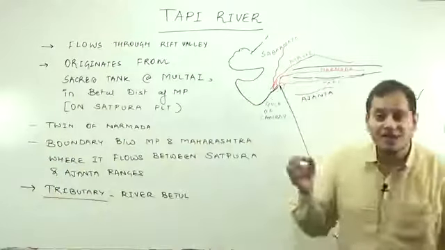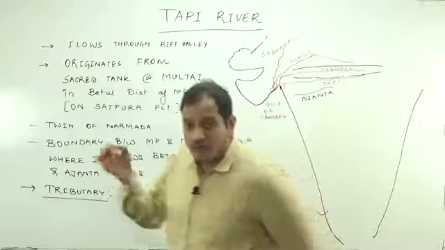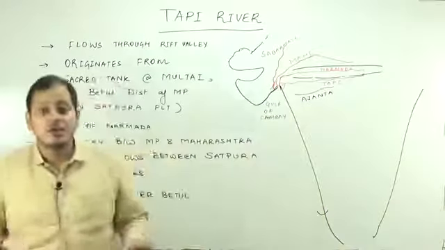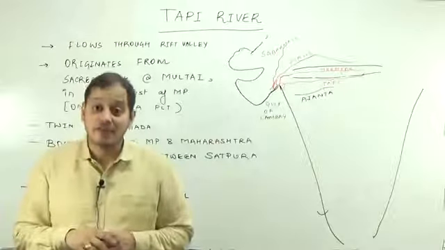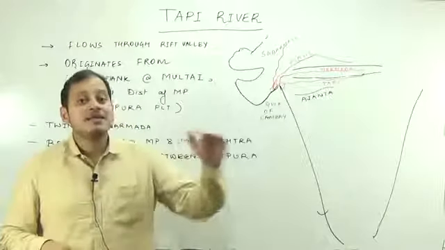We have done the Omkareshwar and the Maheshwar Dam, which lie on the river Narmada. So these are the important things we have done regarding River Narmada. River Tapi is a handmaiden.